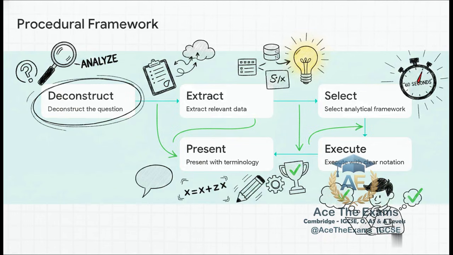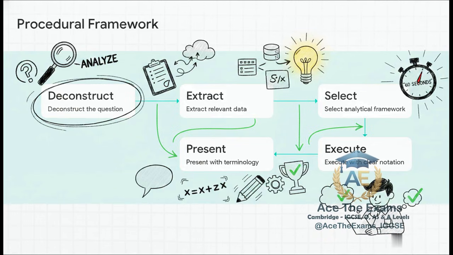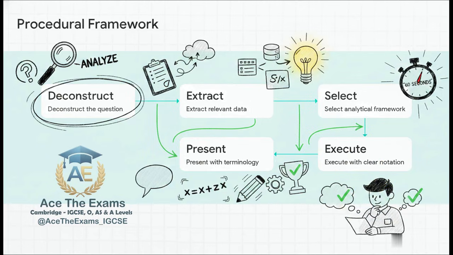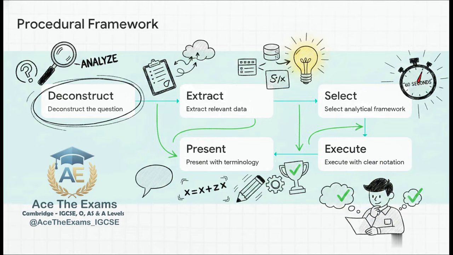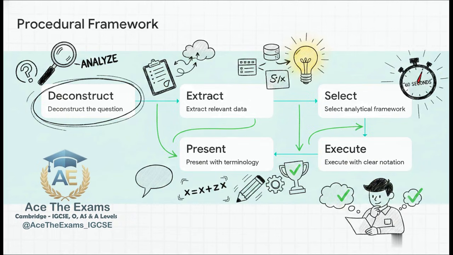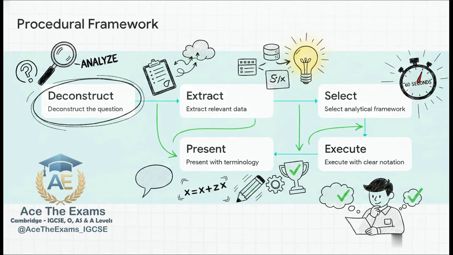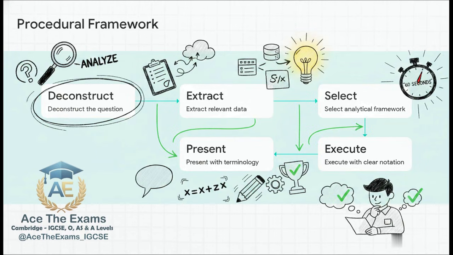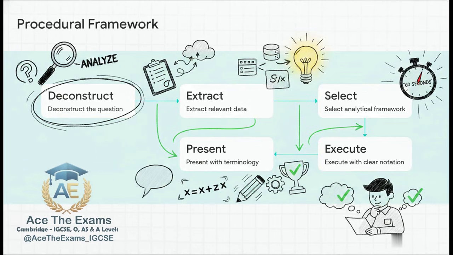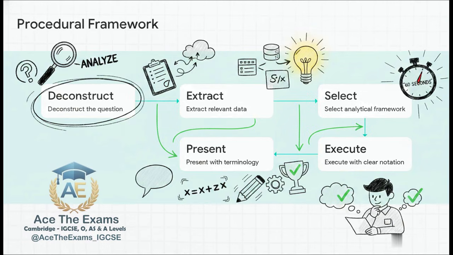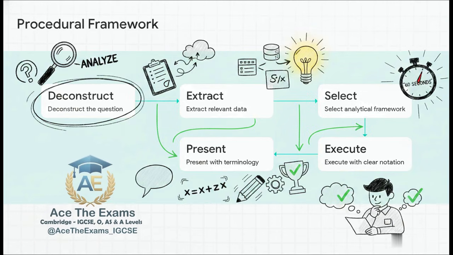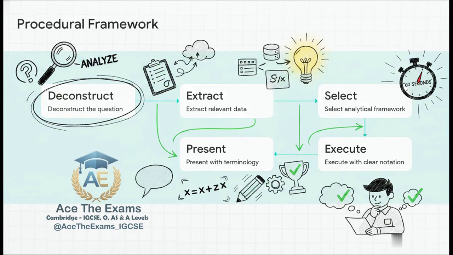Here's the exact 5-step procedural framework you need. Step 1. Deconstruct the question. Actually take your pen, circle the command words, and identify the core task. Step 2. Extract data. Pull only the relevant entities and attributes from the scenario text. Step 3. Select framework. Ask yourself, do I need an ER diagram here, a normalization walkthrough, or an SQL query? Step 4. Execute with clear standard notation. Step 5. Present with precise terminology.